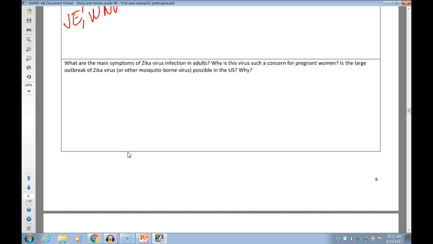Understand why mosquito-borne diseases are not common in the US. Because of the lifestyle. Correct? Remember that, the discussion?